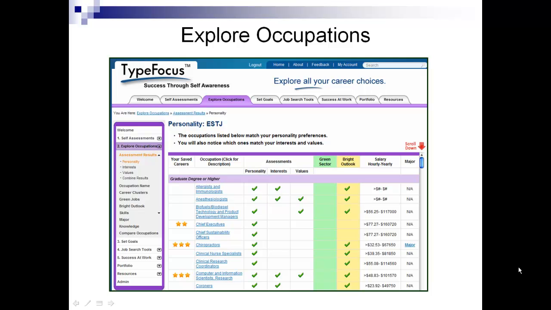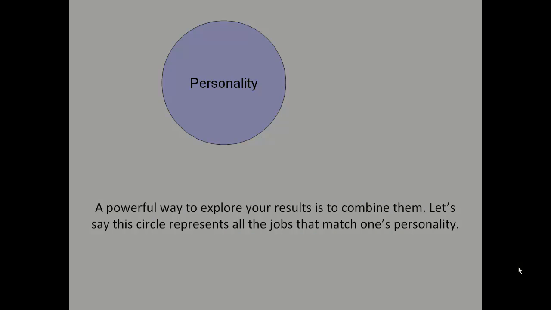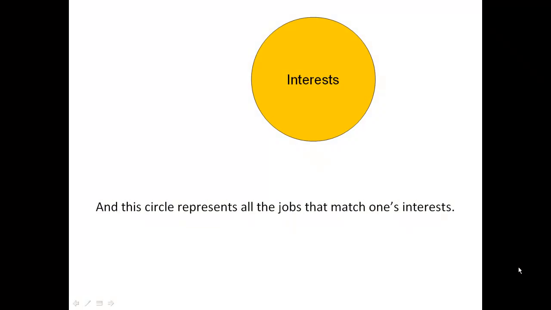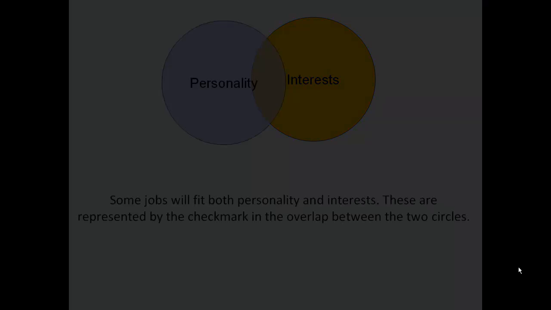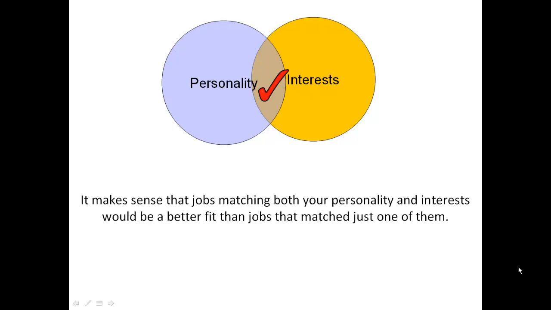Now we will explore combining results. Let's look at the logic. A powerful way to explore your results is to combine them. Let's say this circle represents all the jobs that match one's personality, and this circle represents all the jobs that match one's interests. Some jobs will match both personality and interests. These are represented by the check mark and the overlap between the two circles. It makes sense that jobs matching both your personality and your interests would be a better fit than jobs that just matched one of them.